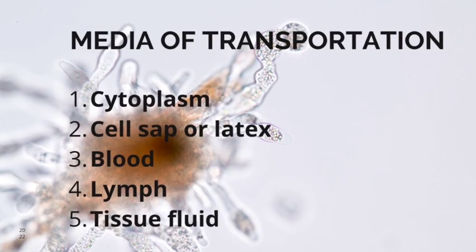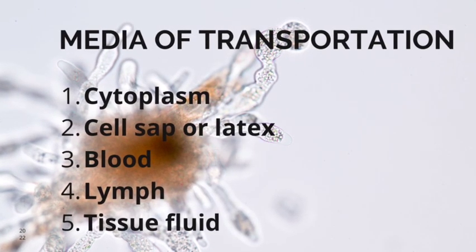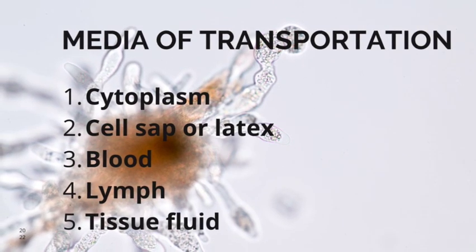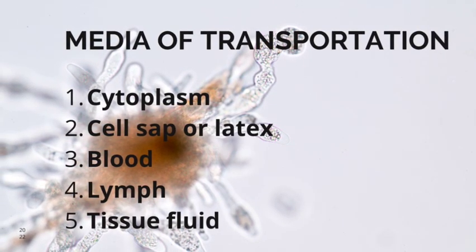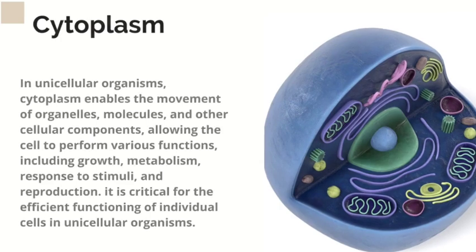The media of transportation: most especially in animals, we have the cytoplasm, the cell sap or latex for plants, we have the blood, we have the lymph, and we also have the tissue fluid. These are all media of transportation.